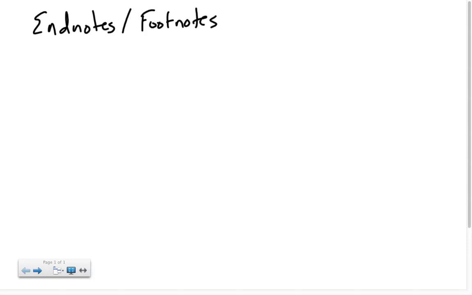All right, so when you look at endnotes and footnotes, either one works. The only difference is that an endnote comes at the end of the paper, and the footnote comes at the bottom of each page. You still do the same little thing. One of them uses a Roman numeral, one of them uses a number. I don't remember which one.